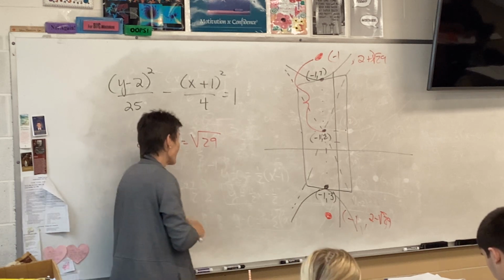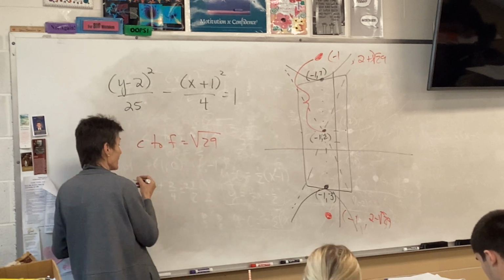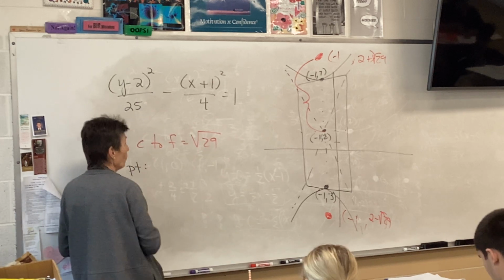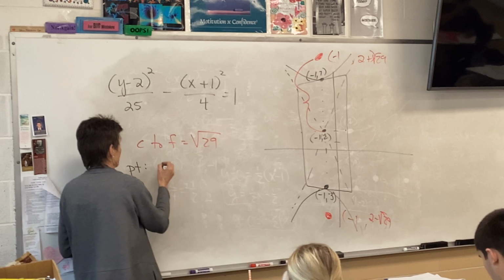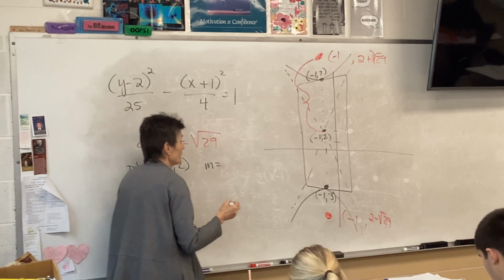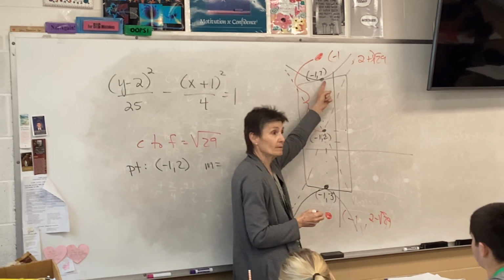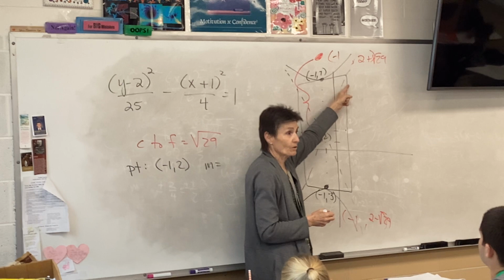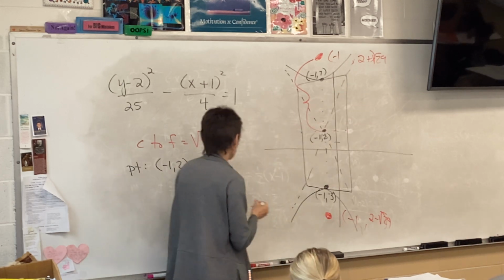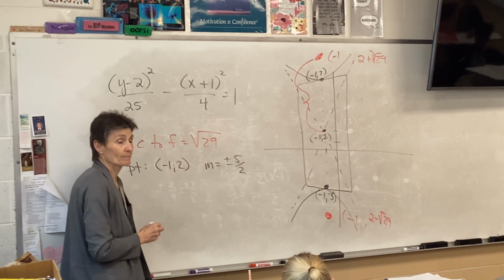All right, now I need my asymptotes. My asymptotes are lines, so I need a point. What point will I be using? -1, 2. And I need a slope. Now, what's my slope? Remember when you built the box, you went up 5 and over 2. So our slope is plus or minus 5/2.